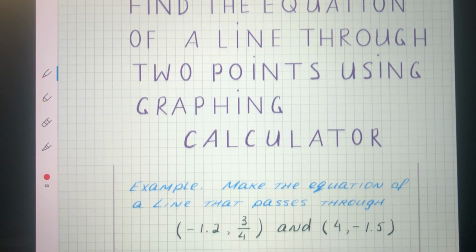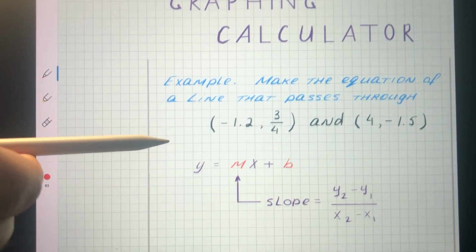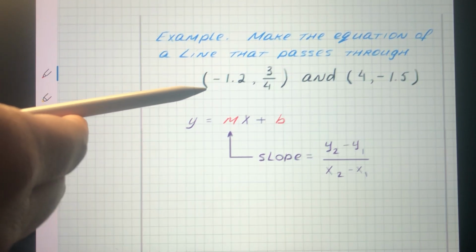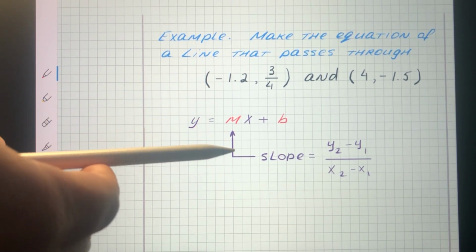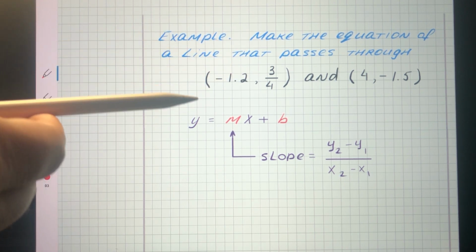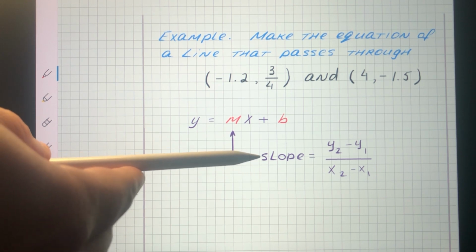Below is an example. Let's say we're asked to find the equation of a line that passes through these 2 points. Looking at the points, we can see that plotting them and counting rise over run is not practical. A much more practical approach is to actually use the formula for the slope to find it.